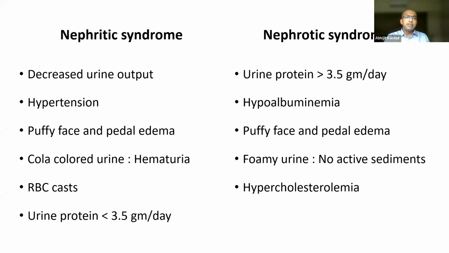Nephritic syndrome is typically defined as presenting with decreased urine output, hypertension, puffy face and pedal edema, cola-colored urine in the form of hematuria, RBC casts on microscopy, and a urine protein which is subnephrotic range. And nephrotic syndrome typically presents with proteinuria of more than 3.5 grams per day, presence of hypoalbuminemia, puffy face and pedal edema, foamy urine with no active sediments, and presence of hypercholesterolemia.